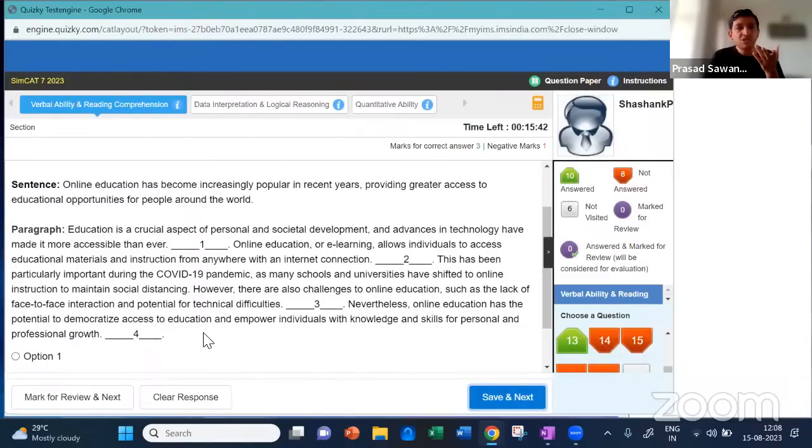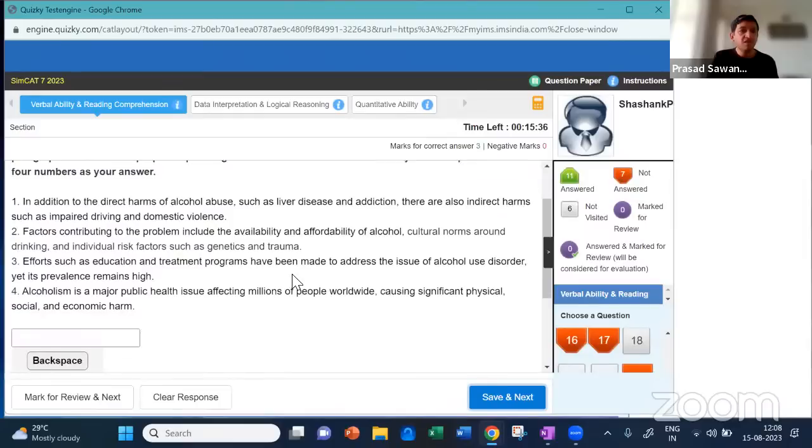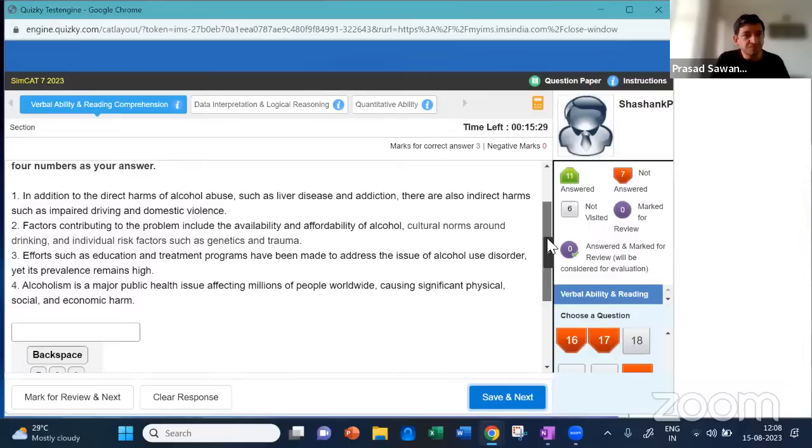So it's redundant. So 4 cannot come after nevertheless. So I think it should be 2. Let's mark 2 and go ahead and see what happens. Okay, this is paragraph sequence. So not the missing sentence.